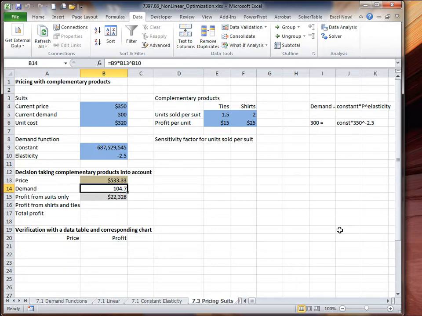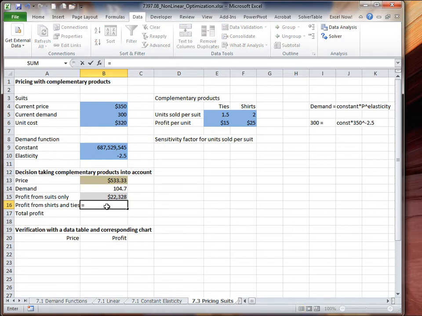Okay, well, that's just the profit we make if we're only looking at maximizing profit by selling suits. But we know from the problem statement that for every suit we sell, we sell an additional 1.5 ties and 2 shirts. So let's go back now and figure out what profit we make from selling shirts and ties. Well, that's just a very simple calculation, isn't it?